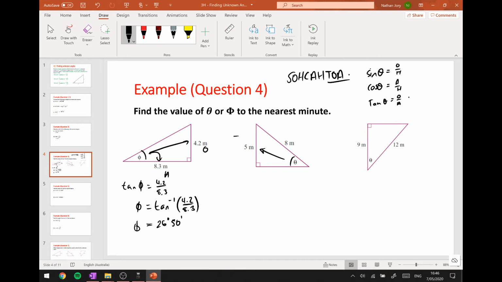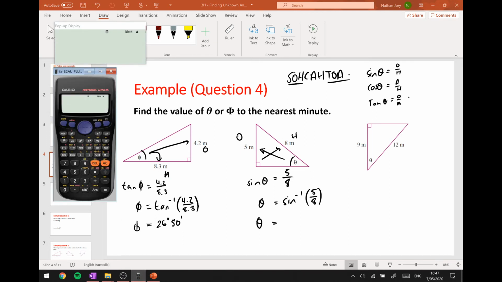We've got an opposite over here, and we've got a hypotenuse over here. So O and H, well, O and H is for sine. So sine of theta is equal to my opposite value, which is 5, over my hypotenuse, which is 8. Now to get the theta by itself, we're going to do the sine inverse. So sine of -1, and we're going to put what's on the right-hand side in the brackets. So theta is equal to sine inverse of 5 over 8, close the bracket off, hit equals, and we get 38 degrees and 40 minutes.